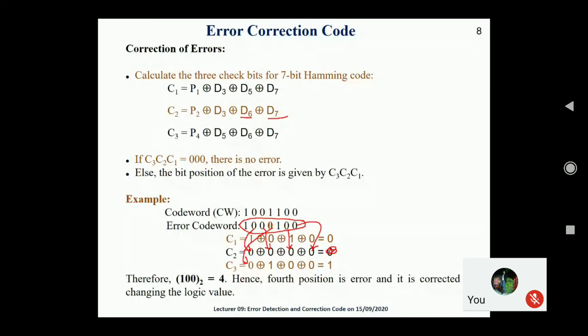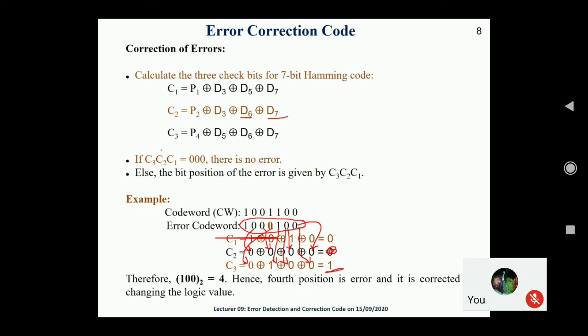5, this one is 1. This one is 1. 6, this one is also 6. And this one is 7. So 0 modulo 1, 1, 1 modulo 0, 1, and 1 modulo 0 means 1. So we are getting 1.